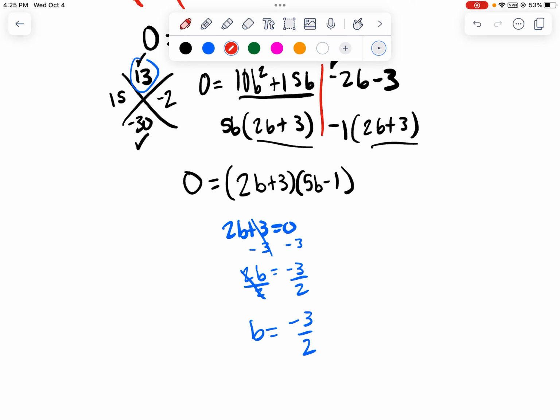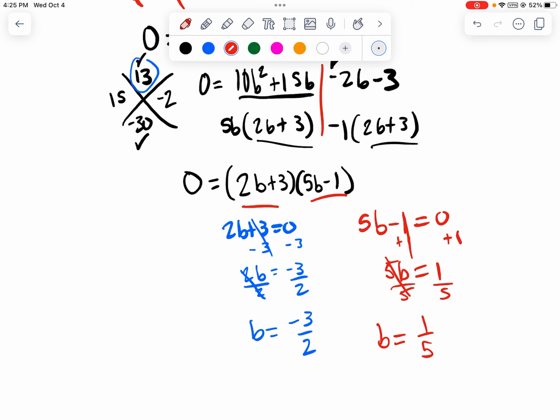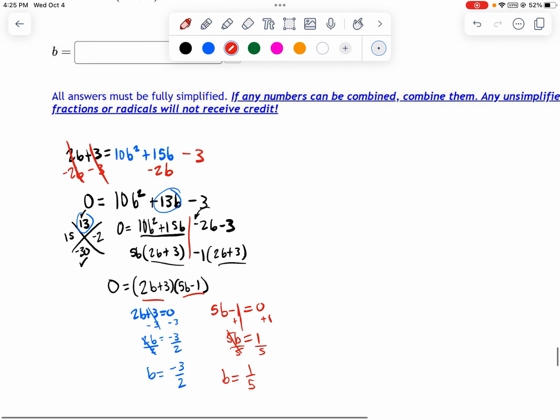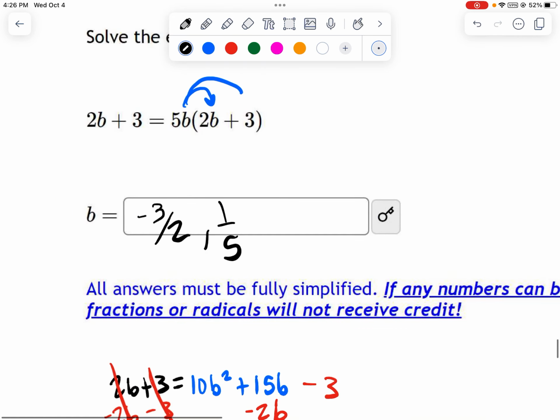But what if it wasn't the first factor that was 0? What if it was the second? Then we have 5b minus 1 equals 0. Same process: you want to get b alone. B equals is the goal, so we add the 1 over. Then we get 5b equals 1. Divide by 5, divide by 5, b equals 1/5. That's it. Those are your answers. You have no more parentheses, no more factors, so negative 3 halves and 1/5 are your two answers.